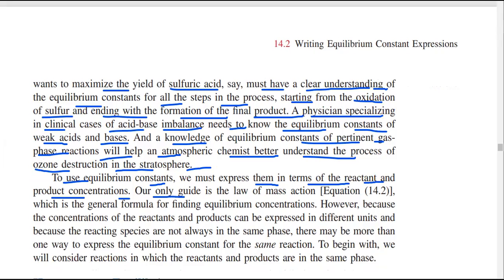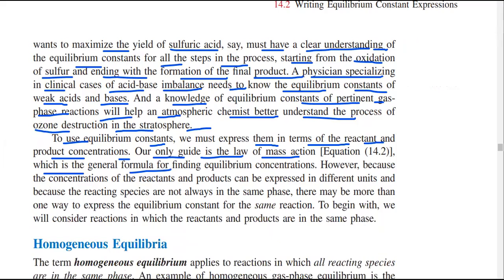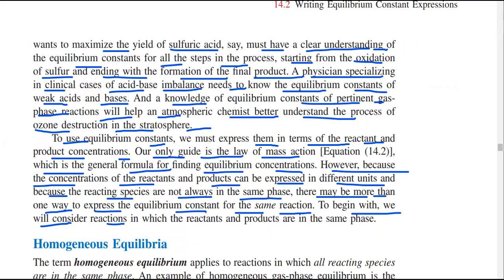Our only guide is the law of mass action, as shown by Guldberg and Waage, which is the general formula for finding equilibrium concentrations. However, because concentrations of reactants and products can be expressed in different units, and because the reacting species are not always in the same phase, there may be more than one way to express equilibrium constants for the same reaction. To begin with, we will consider reactions in which the reactants and products are in the same phase.